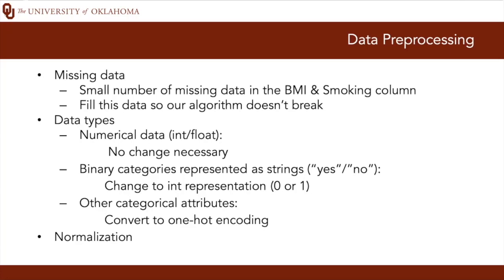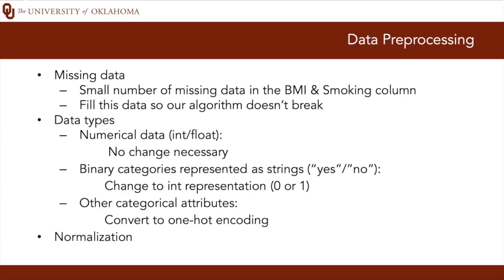In terms of the data types, what we had in the beginning was numerical data. Some columns were numerical, integers or floats, and we didn't need to change that. Although we had some columns that were binary categories represented as strings, like yes or no, so we just changed that to an integer representation of 0 or 1 so that we could work with it more easily.